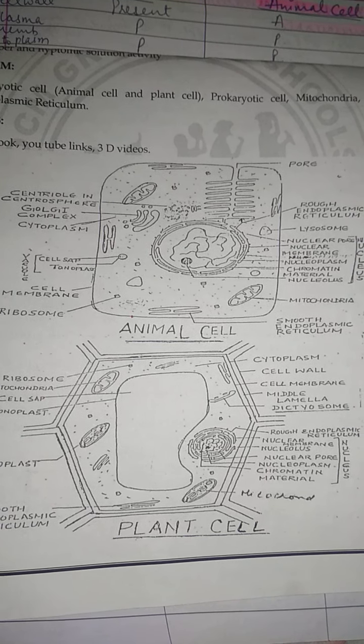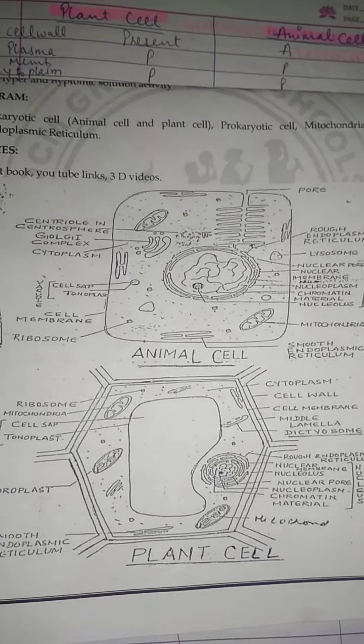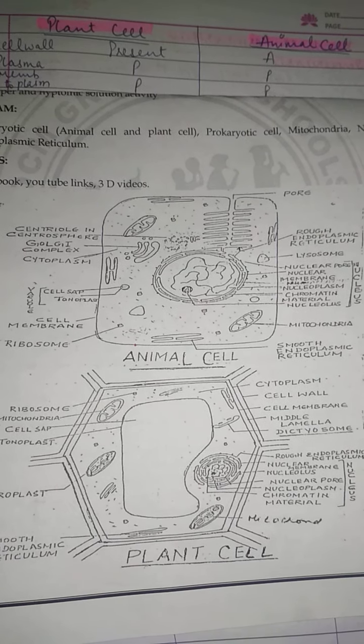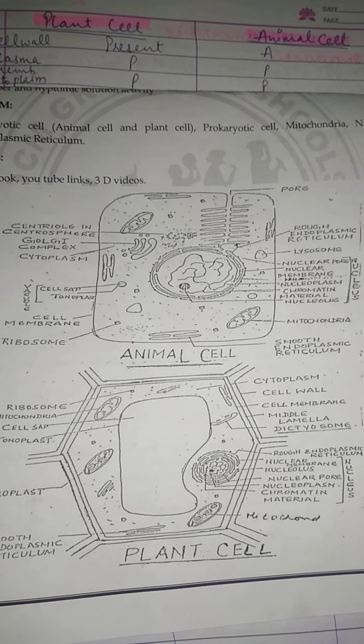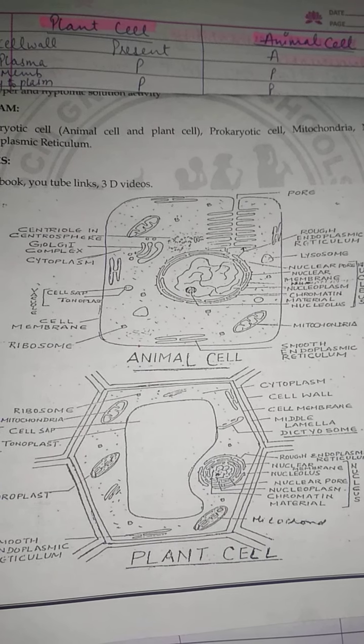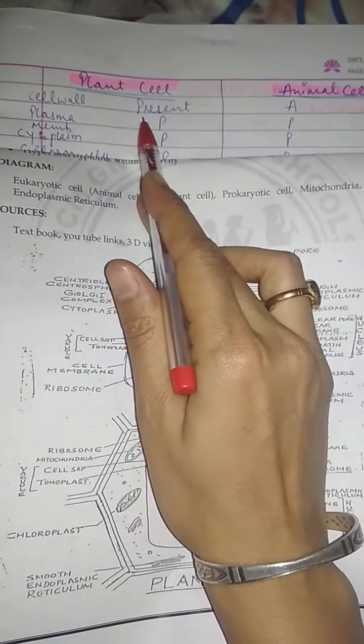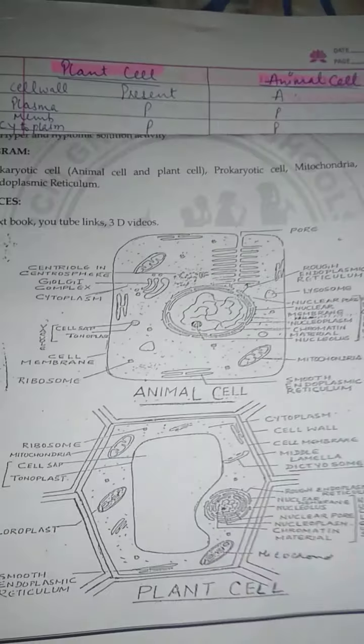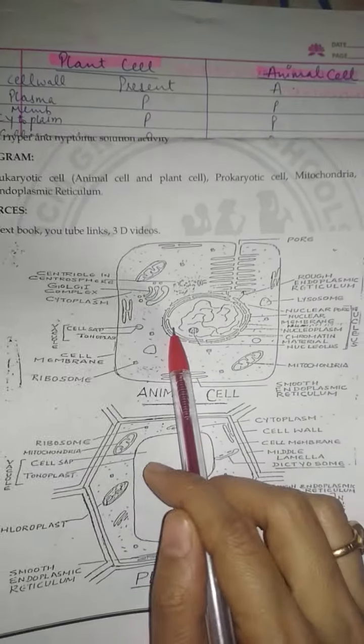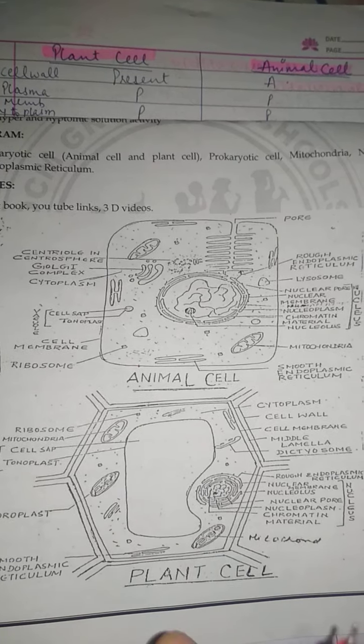Hello everyone. In my previous video, I discussed the difference between prokaryotic and eukaryotic cells. Now our next topic of this chapter is the difference between plant cell and animal cell. These are the diagrams of an animal cell and a plant cell.